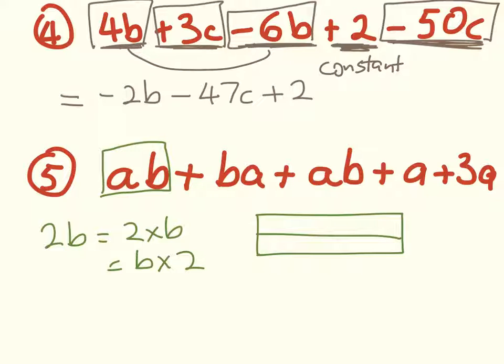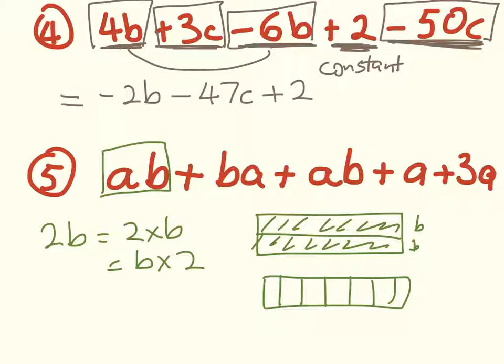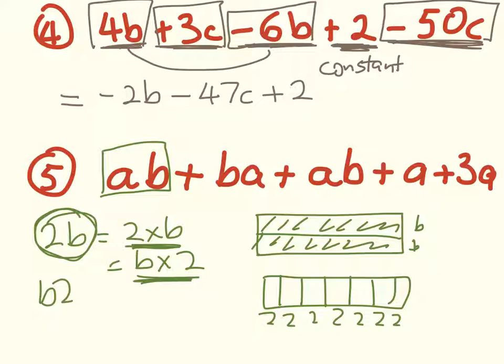So I could draw it like this. 2 lots of b. Or I could draw it as b lots of 2 things. And we know that there's no issue with writing 2 times b or b times 2, so the order doesn't matter. The convention in algebra is always that we write the number before we write the letter, so we never write b2. When we've got ab, this is the same as a times b.